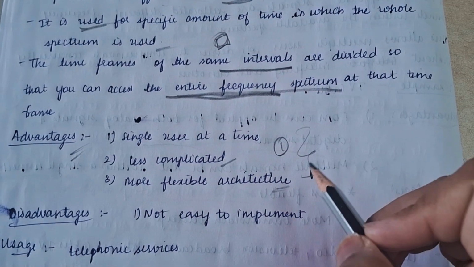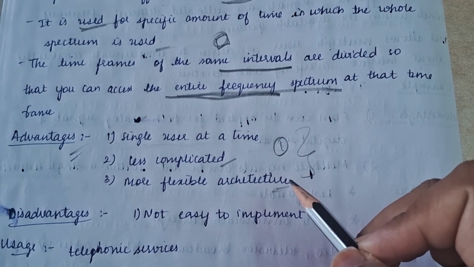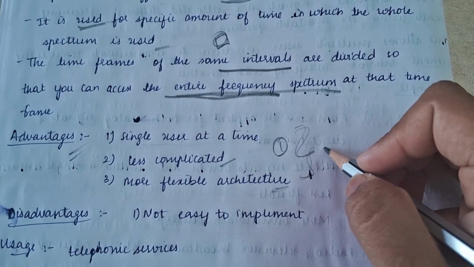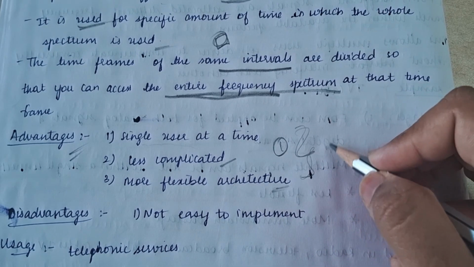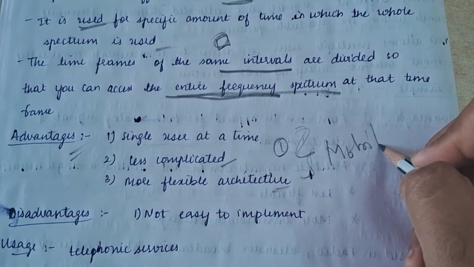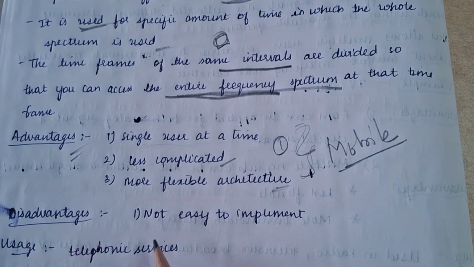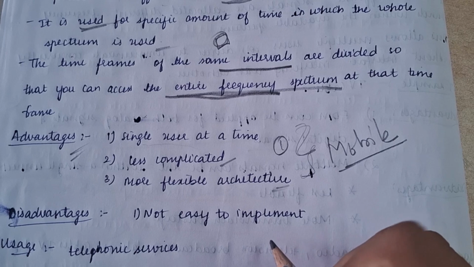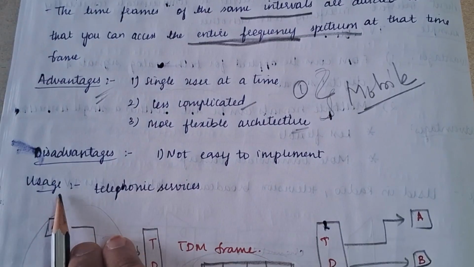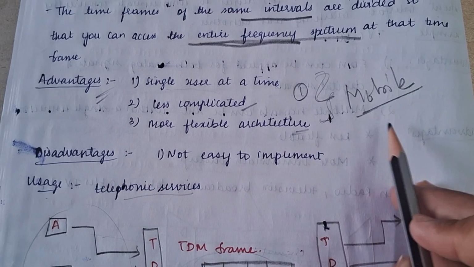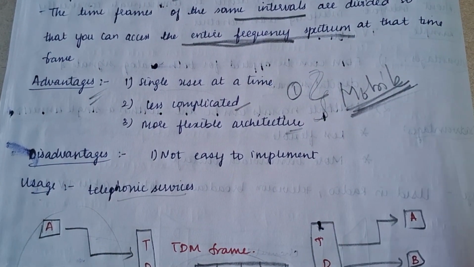Looking at this example, where are these advantages applied? These are used mainly in telephonic services, that is mobile phones. This is more used in mobile phones. What are the disadvantages? Not easy to implement. Okay, the application I have said is telephonic services, that is, mobile phones.